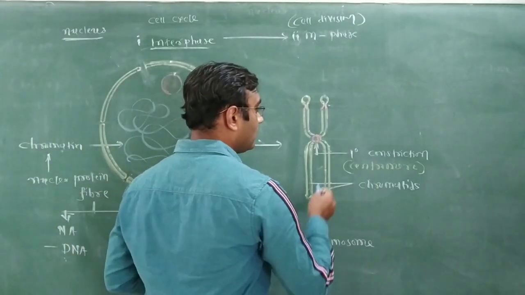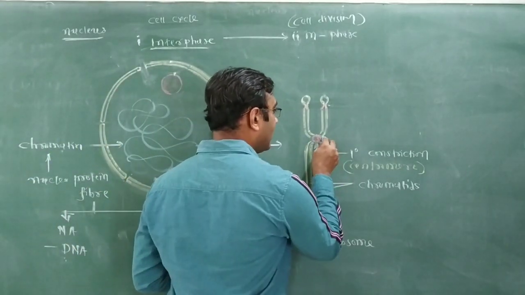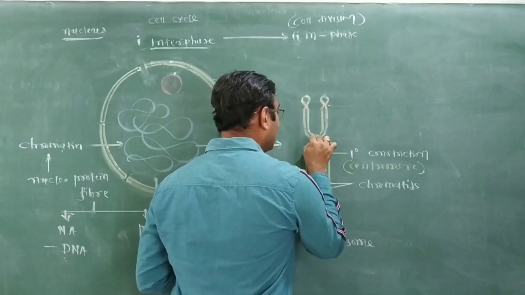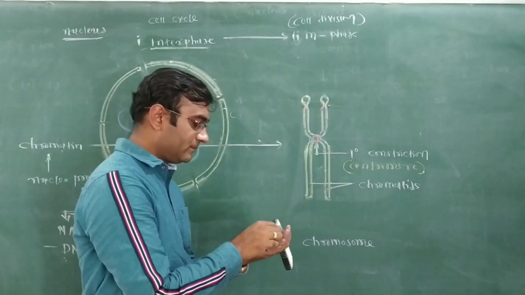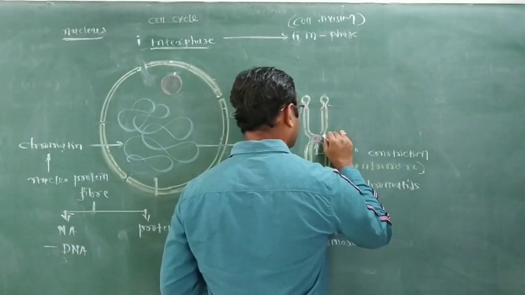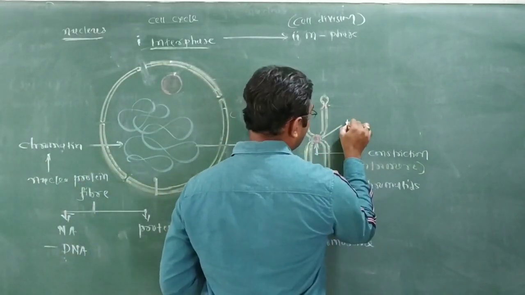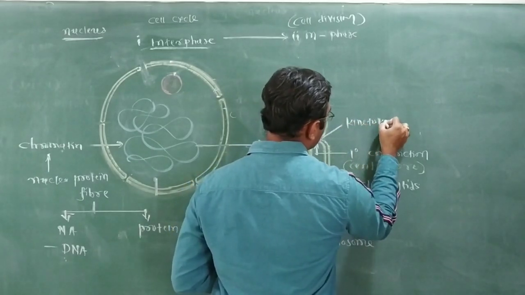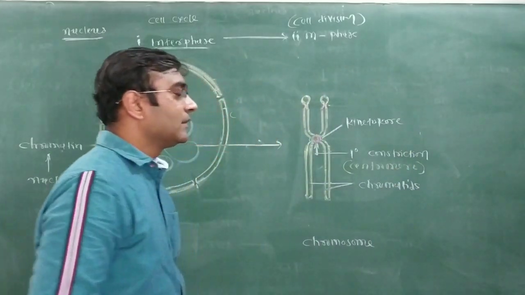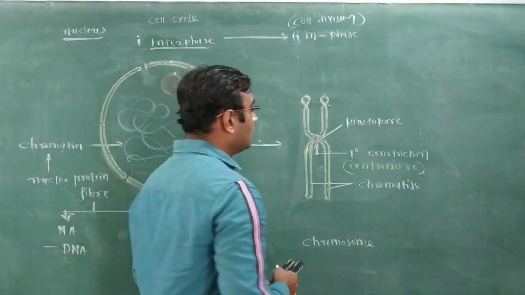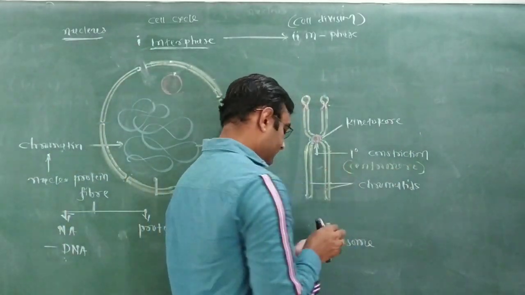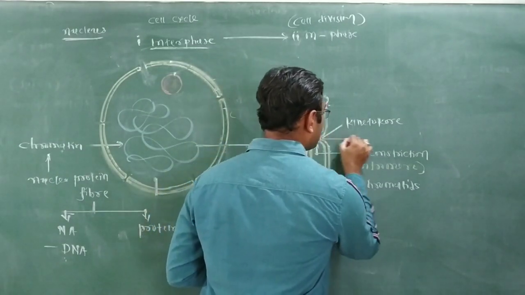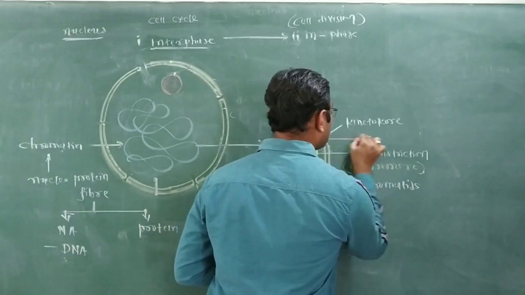Over the location of the centromere, on both sides, one disc-shaped structure is present. This disc-shaped structure is called the kinetochore. Through this kinetochore, what structure is attached? Bipolar spindle is attached.